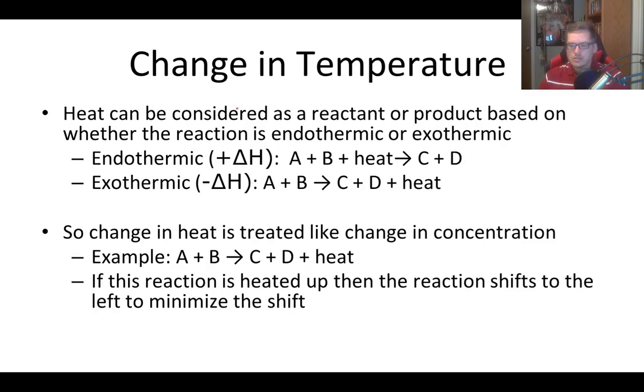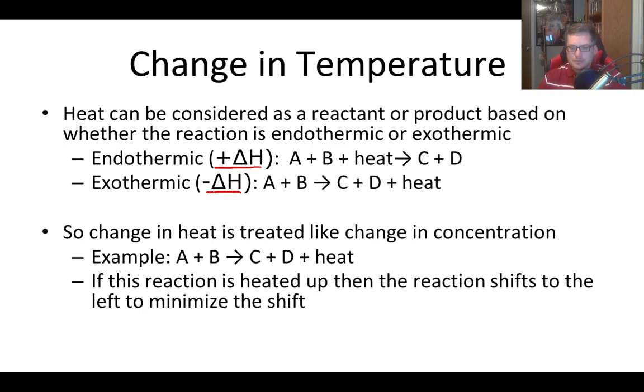Next thing we could do is change the temperature. Now the trick here is to first identify whether you have an endothermic or an exothermic reaction. Remember, if our enthalpy change is positive, that means we have an endothermic reaction, and if our enthalpy change is negative, we have an exothermic reaction. If it's an endothermic reaction, that really just means that we need heat in order for our reaction to proceed in the forward direction. So heat would act like a reactant. If you have an endothermic reaction, just treat heat as a reactant. If you have an exothermic reaction, just treat heat as a product. And that makes sense.